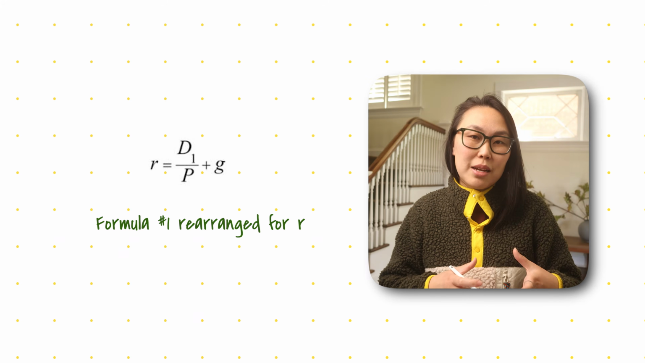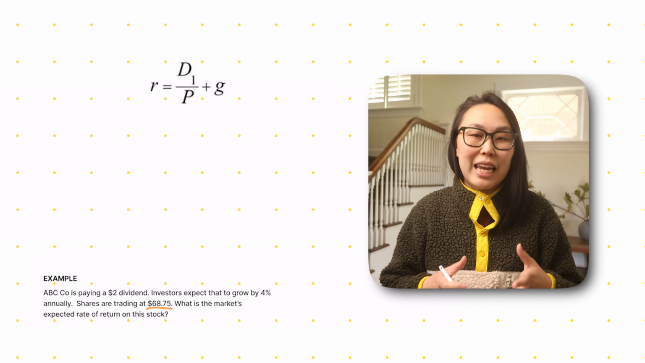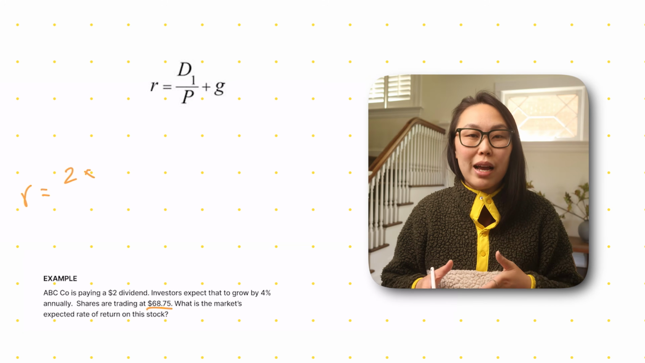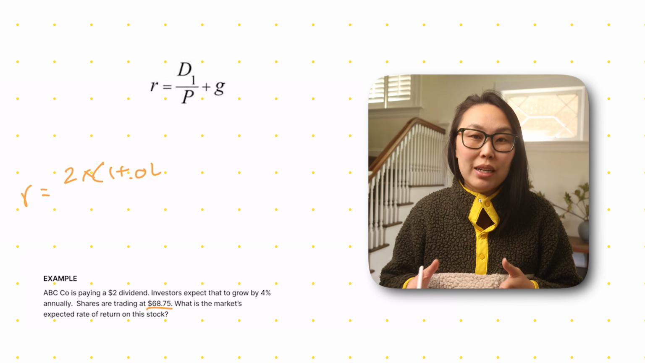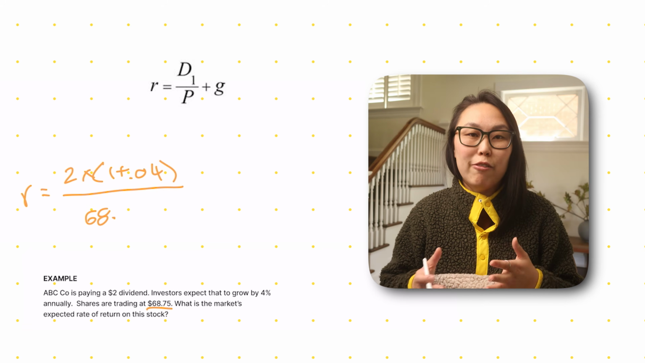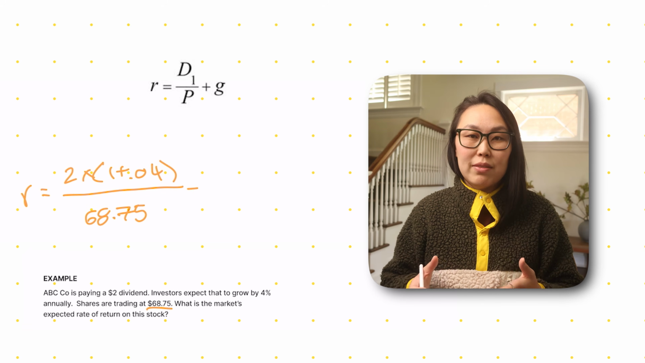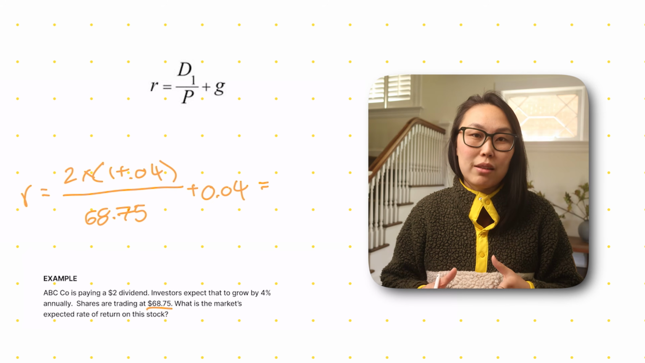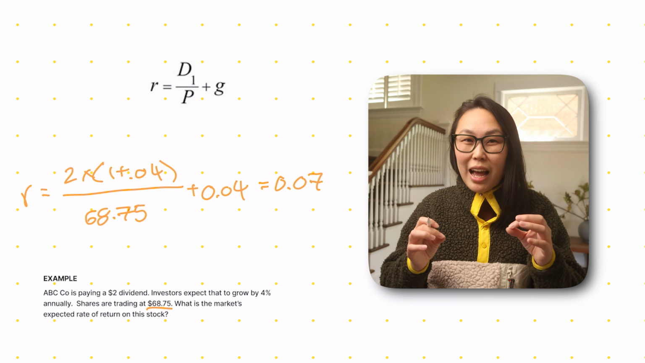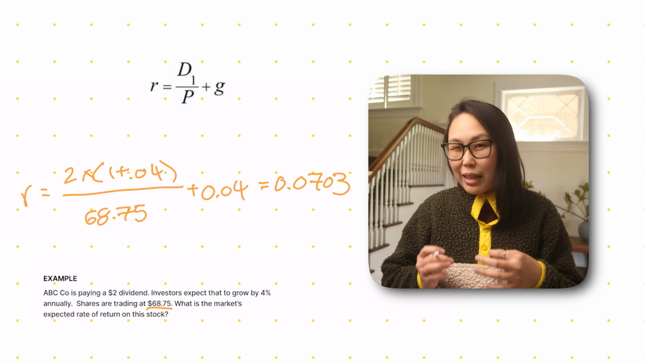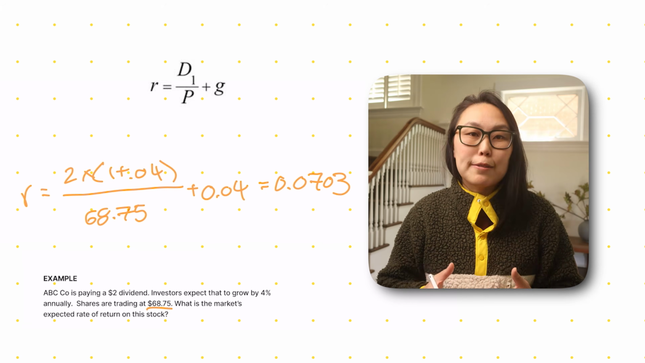Now, if we go back to the example, the stock is currently trading at $68.75. So we plug that in. R equals 2 times (1 plus 0.04) divided by the stock price of 68.75, plus the growth rate of 0.04. That gives us 0.0703, or a little over 7%, which makes sense because it's slightly higher than what our client's desired rate of return is, and the stock price was slightly lower than our client's required price.